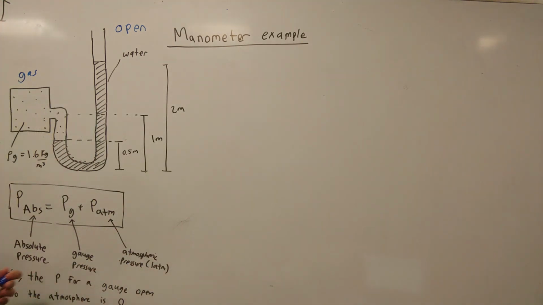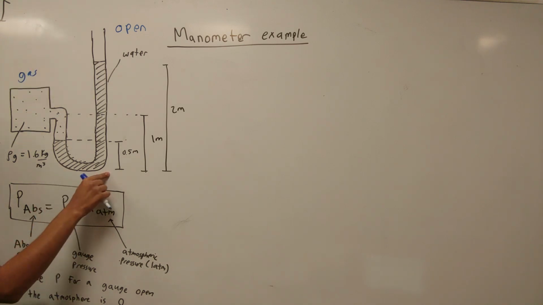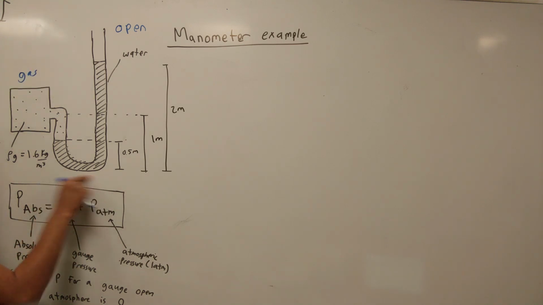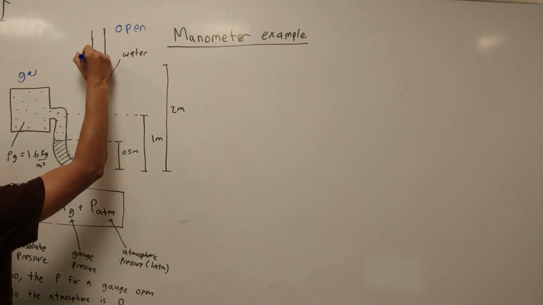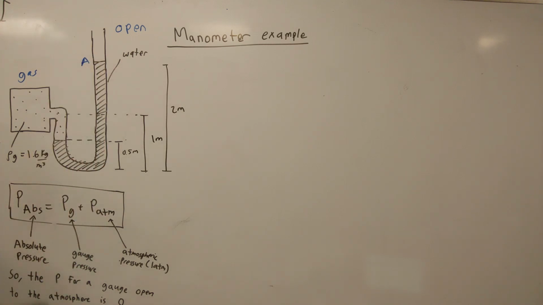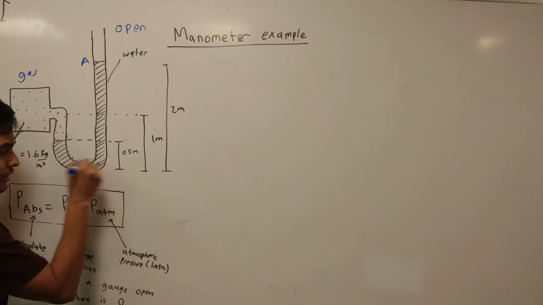So what do we do here? We've got to pick some points. So I'm thinking that we can start by selecting this pressure down here. And I'm going to call this point A, because we know the pressure at that point. And I'm going to call this pressure B.